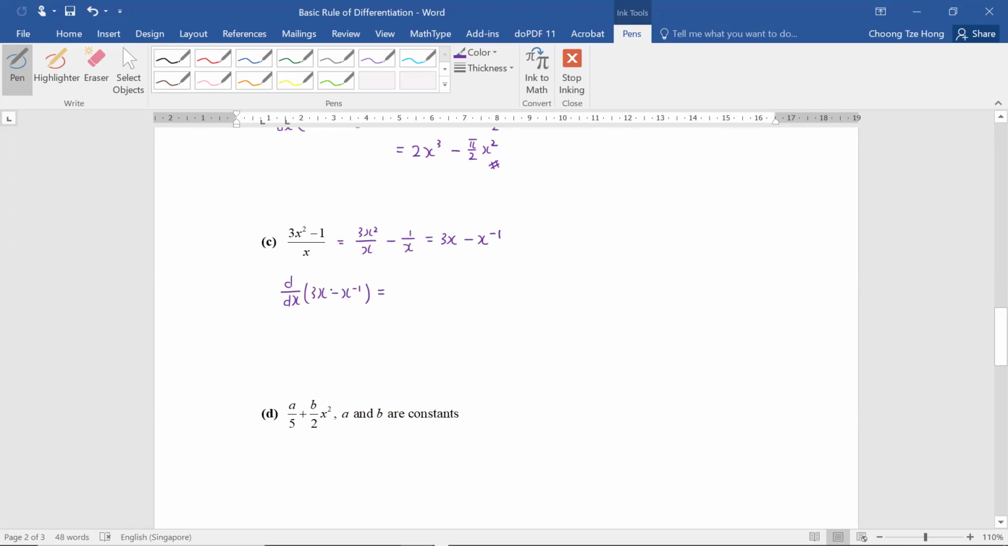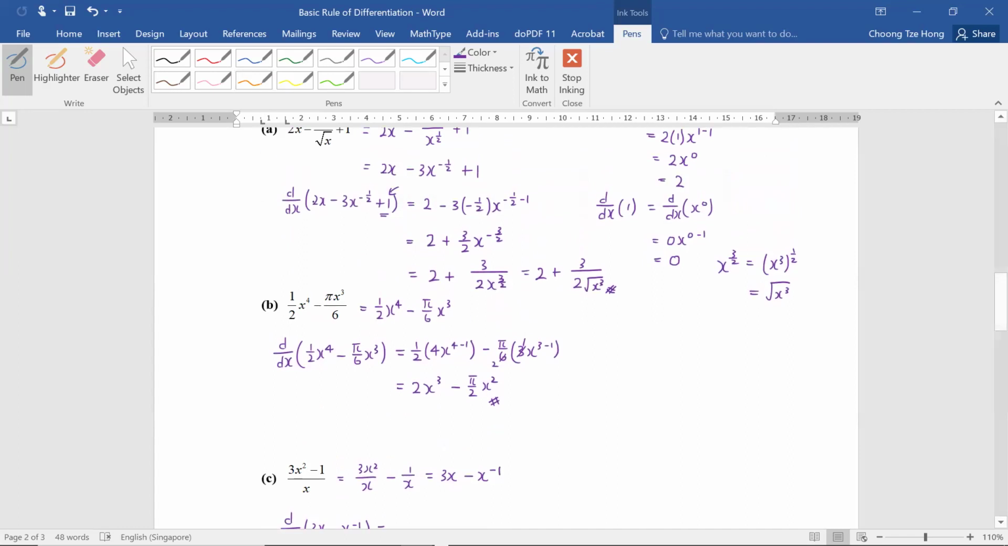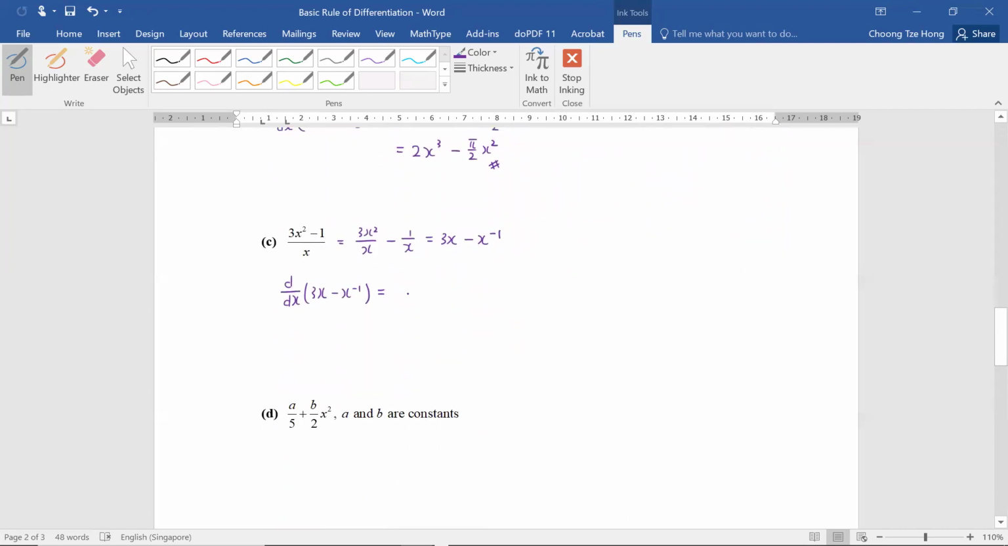To differentiate 3x, remember we mentioned just now, whenever you differentiate, let's say 2x, what you're left with is just the 2 in front. So if you differentiate 3x, what you're left with is just the 3. Then let's differentiate negative x to the power negative 1. There's a negative sign there. When you differentiate x to the power negative 1, you bring the power in front. In this case, we'll just write negative.